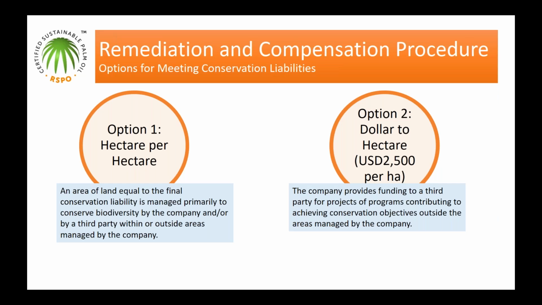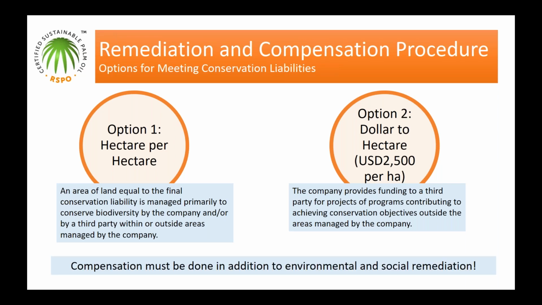Option 1 is hectare to hectare, where, for example, you have from the land use change analysis 100 hectare final conservation liability. You will need to find elsewhere, in situ or ex situ, the same amount of hectare to compensate. Option 2 is hectare to dollar. So 1 hectare is equivalent to $2,500 US. Compensation must be done in addition to the environmental and social remediation, as per my previous slide.